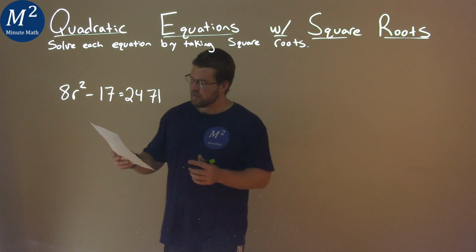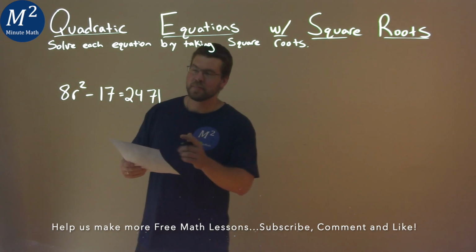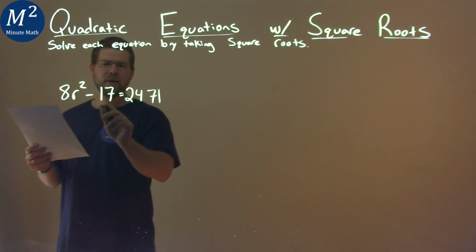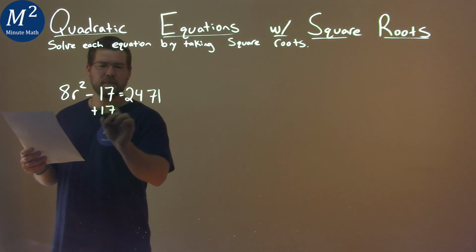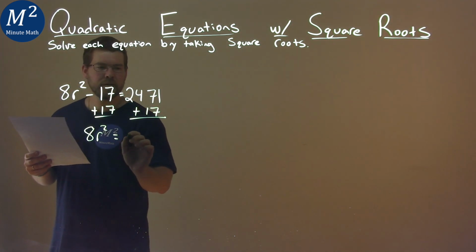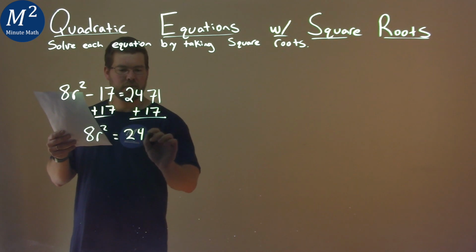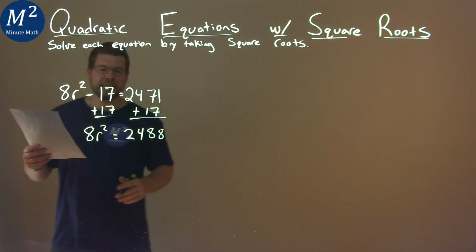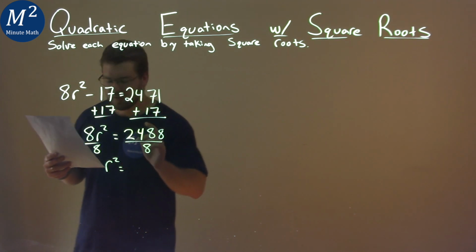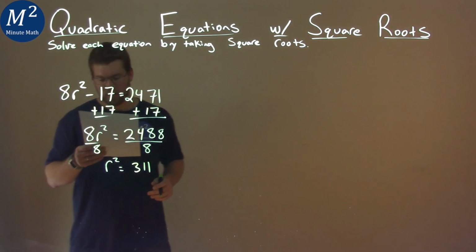We're given this problem right here: 8r squared minus 17 equals 2,471. And we need to solve this equation by taking square roots. First thing I want to do is get r by itself. So I'm going to add a 17 to both sides. That leaves me with an 8r squared here, and 2,471 plus 17 is 2,488. Again, trying to get r by itself, divide both sides by 8, and r squared equals 2,488 divided by 8, which is 311. All right.